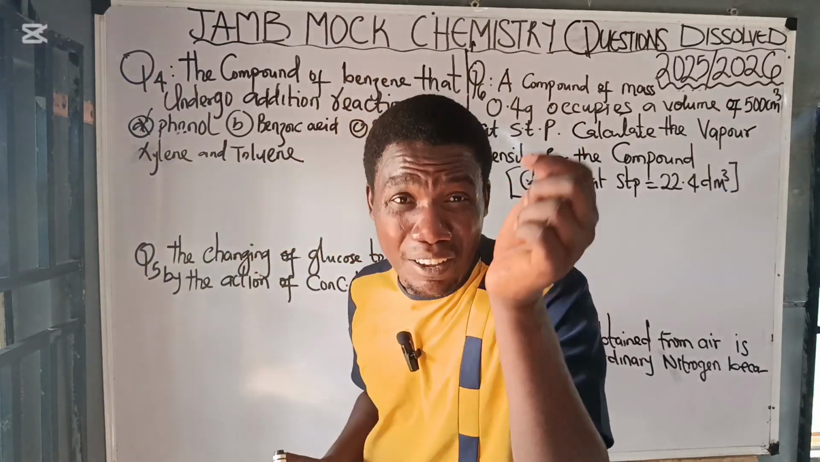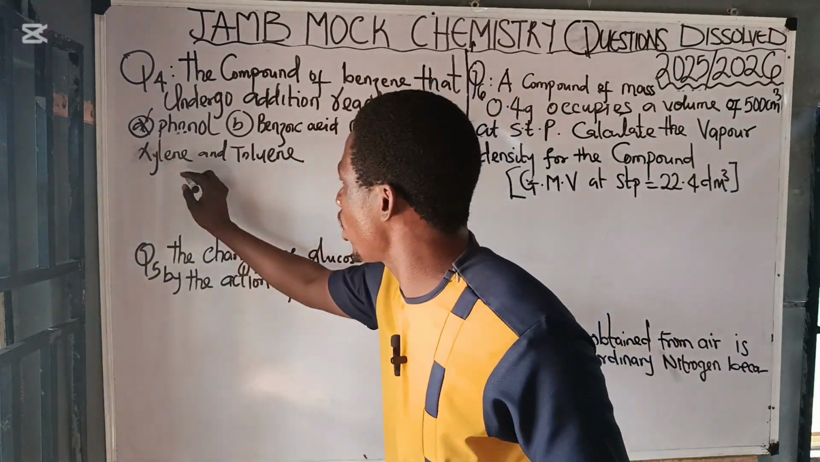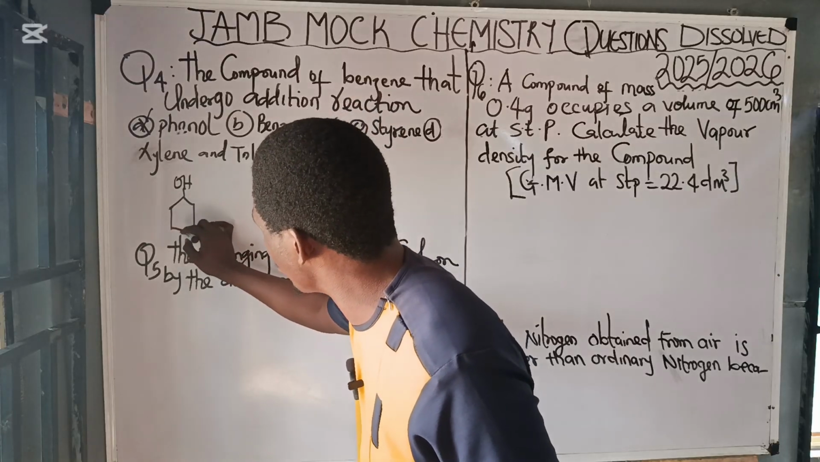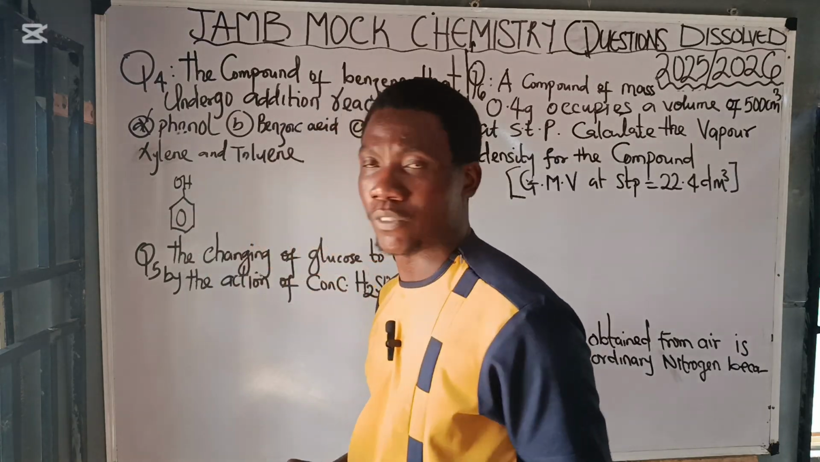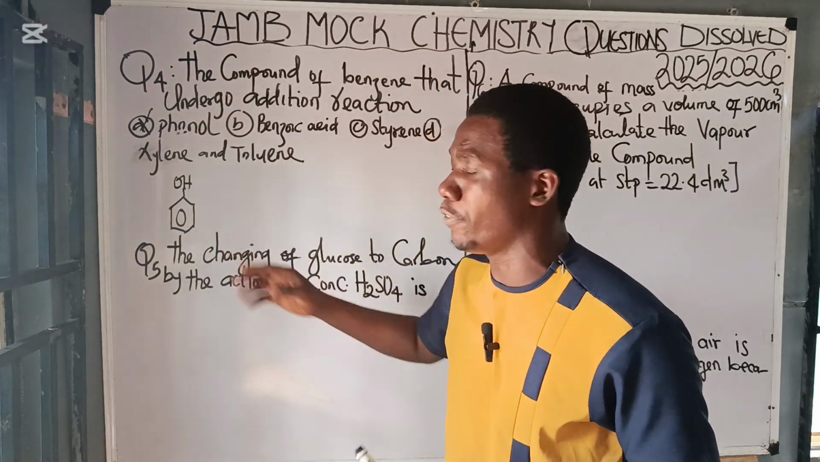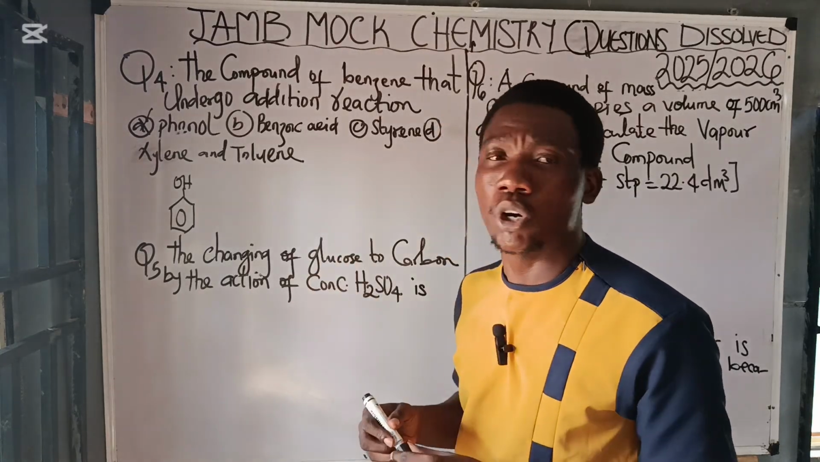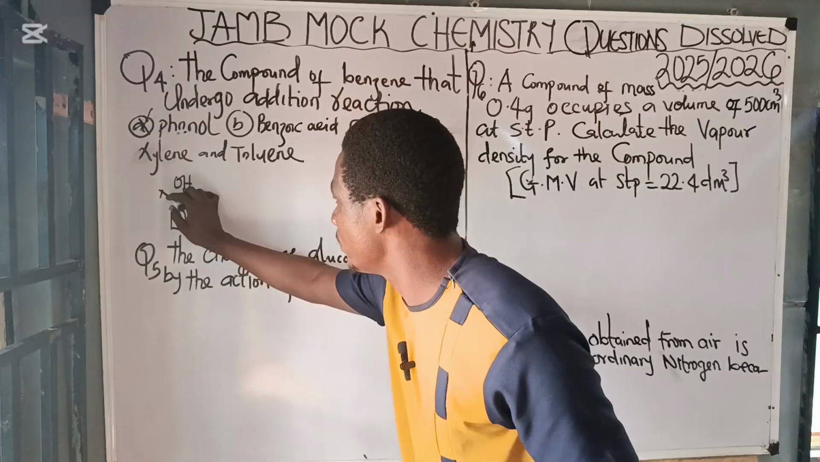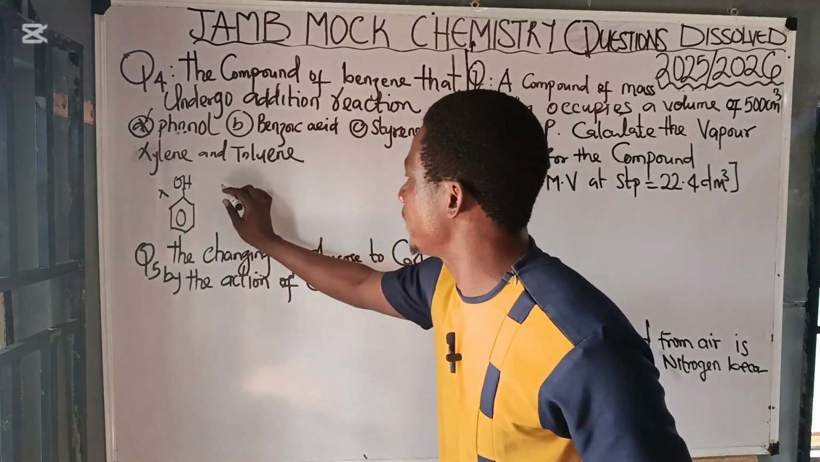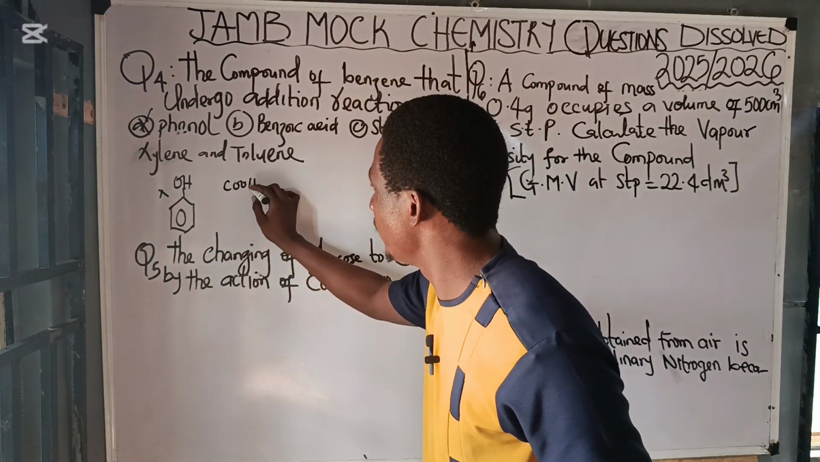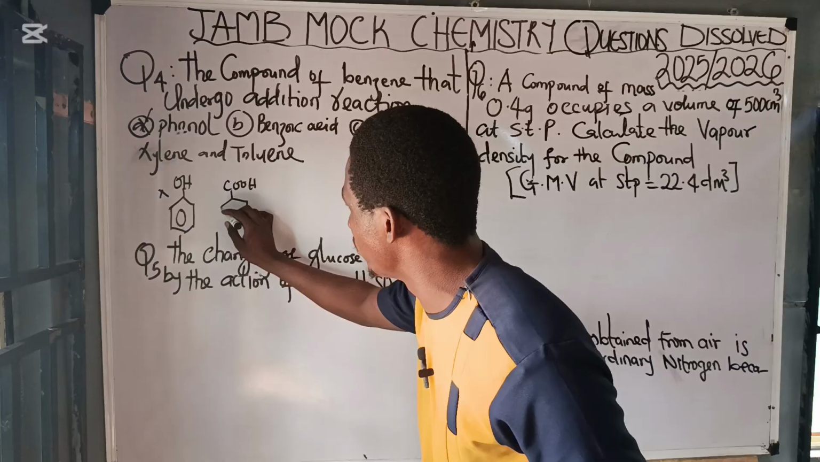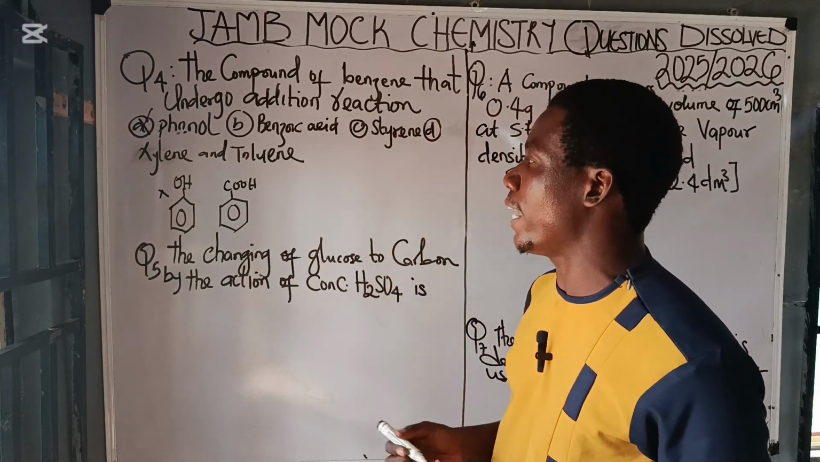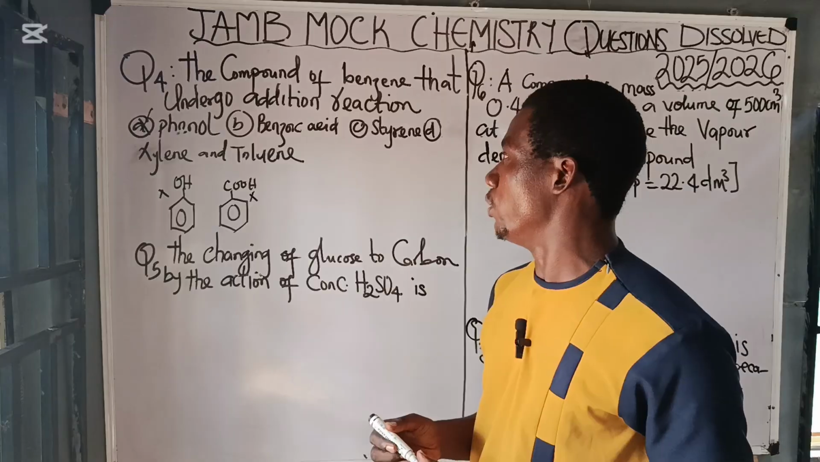phenol is a derivative of benzene with the structural formula of this. Take note of that. This is the structural formula for phenol. Phenol can only undergo substitution reaction, not addition reaction. So that is it. Benzoic acid is this way. This is the structural formula for benzoic acid. So benzoic acid cannot undergo addition reaction.